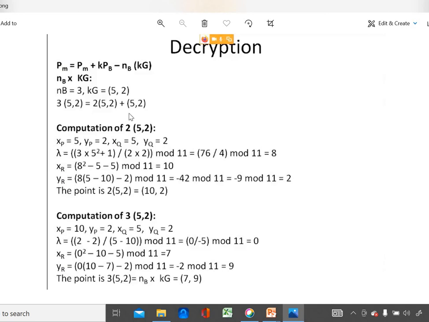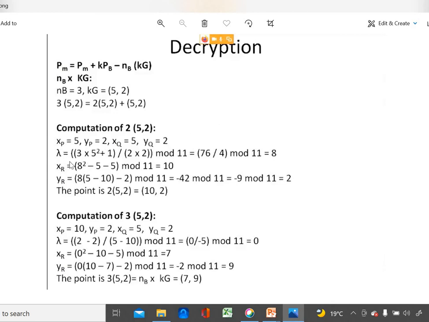How to calculate 2 into (5, 2)? It is nothing but 2 times this one, (5, 2). That means xp, yp becomes (5, 2), xq, yq is also (5, 2). Hope this is clear. 2 times (5, 2) is nothing but (5, 2) plus (5, 2). So both are the same here. P is equal to q.